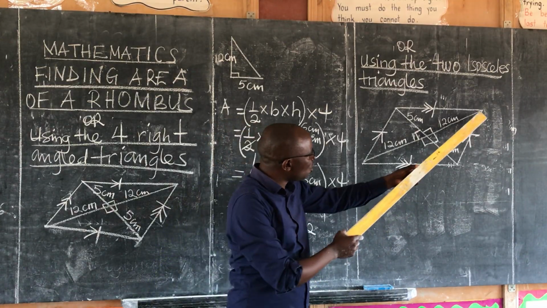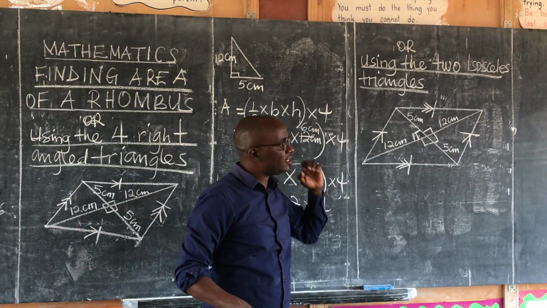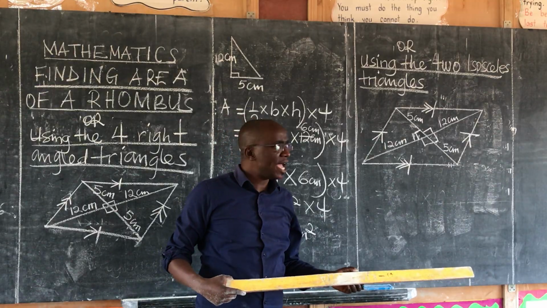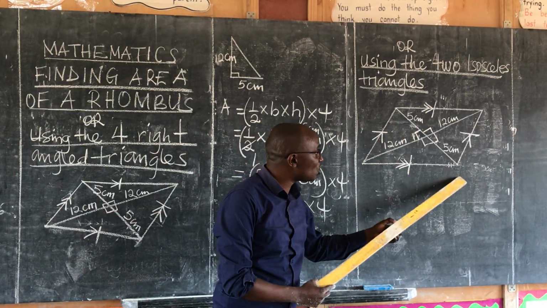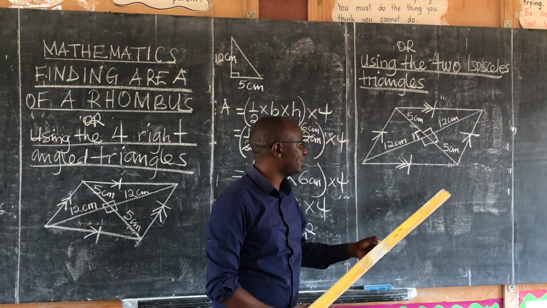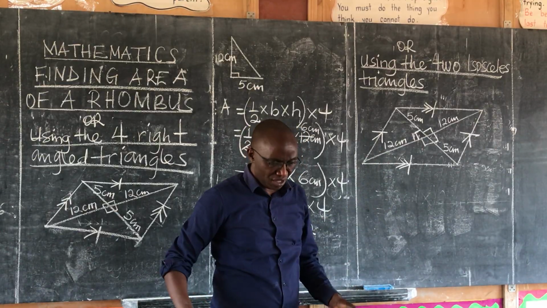So I extract one right angle triangle. You realize that all these right isosceles triangles will all have the same area. Why? Because they have the same base. All of them, their base is 10. 5 plus 5, we get 10. This one, its base is 10. Their heights are 12. Each of them is 12.